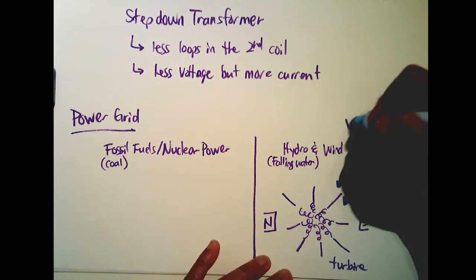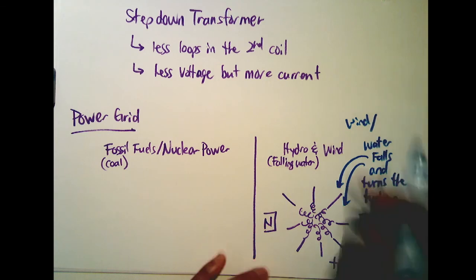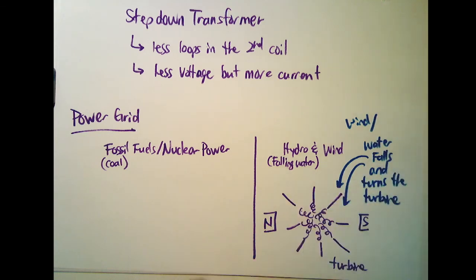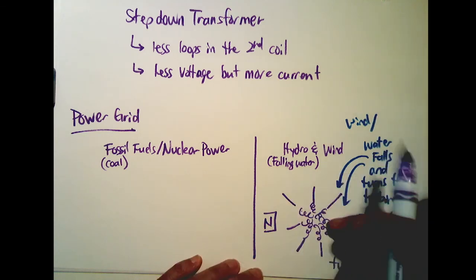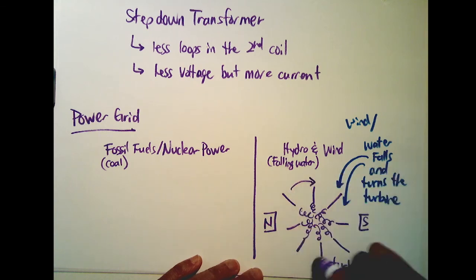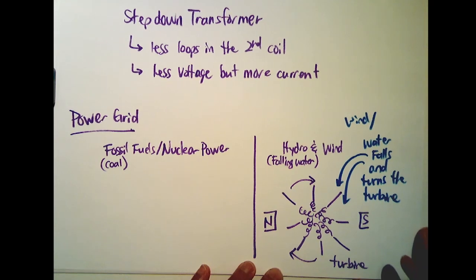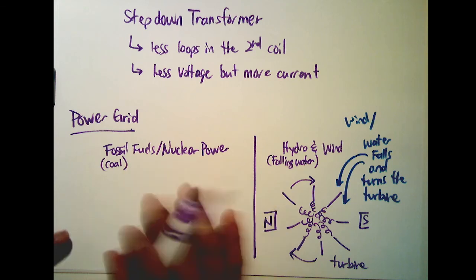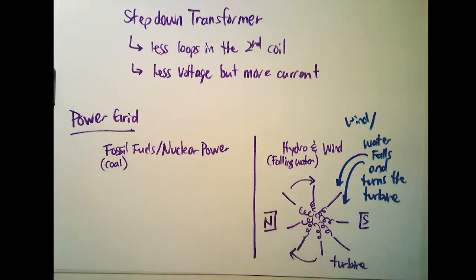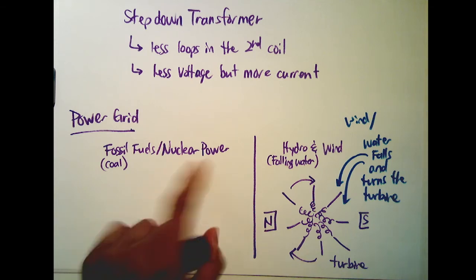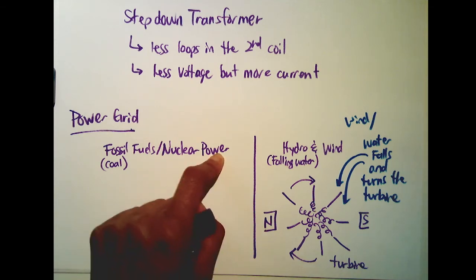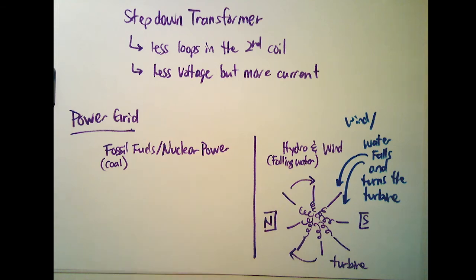Okay, so wind or water falls and turns the turbine, and because it falls this way, the turbine is going to turn that way. Okay, and that's the beauty about hydro and wind. You're not burning anything. Now, with fossil fuels such as coal, you have to burn the coal and you have to burn the oil. And in nuclear power, what they do is they do a nuclear reaction to actually heat up the water. All right. So both of them require heat.